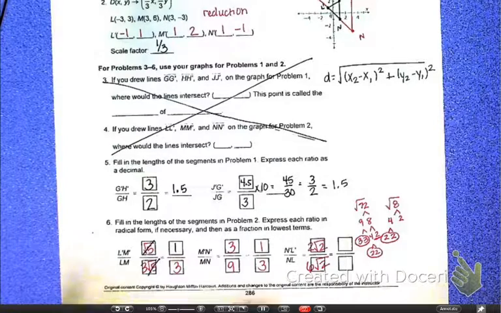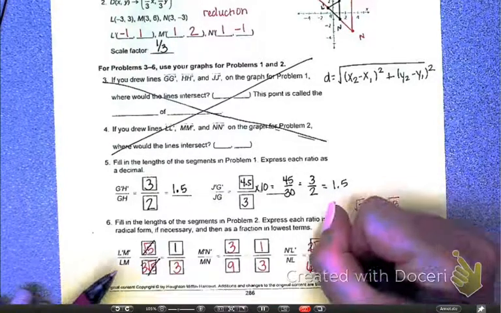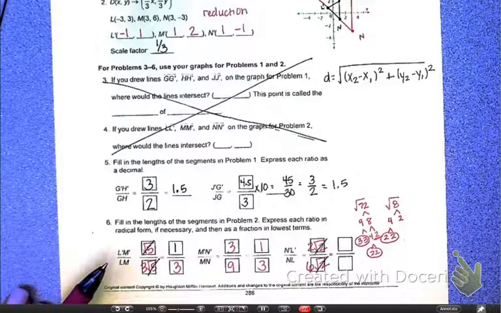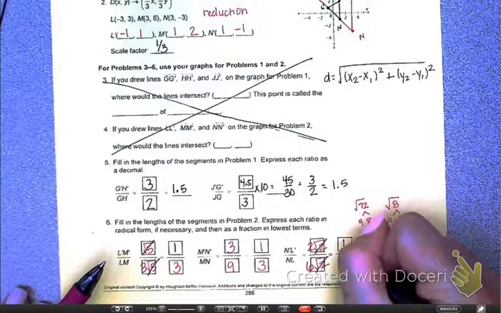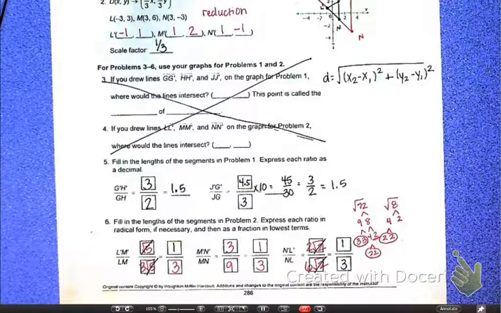What cancels here? The radical 2's. Does 2 over 6 reduce? To 1/3.